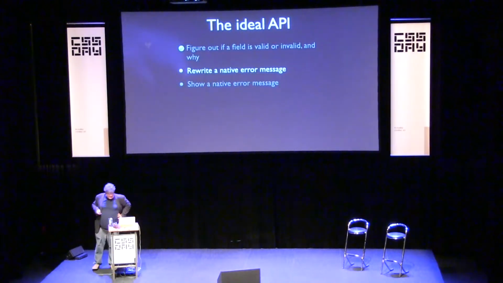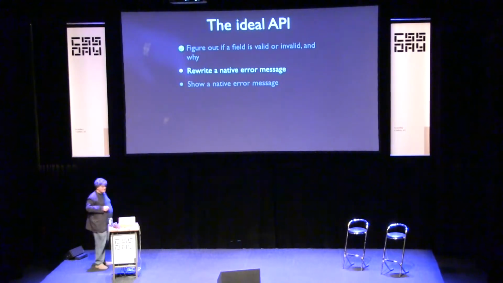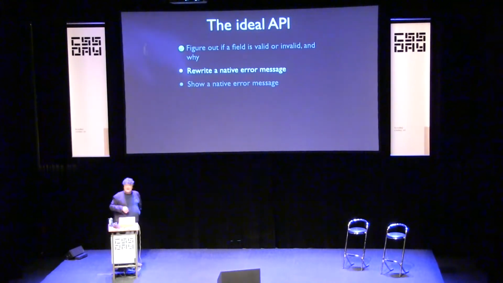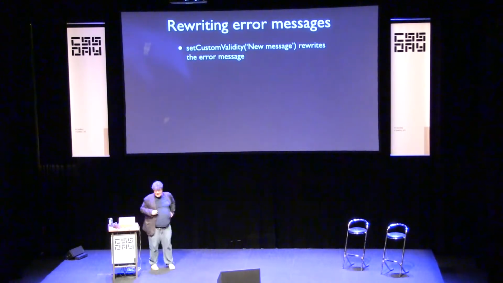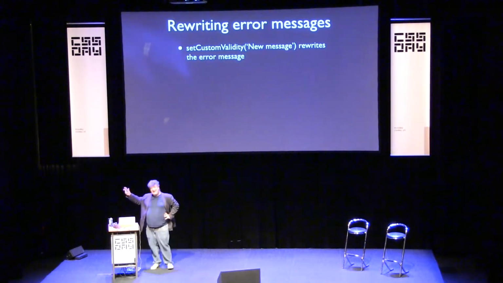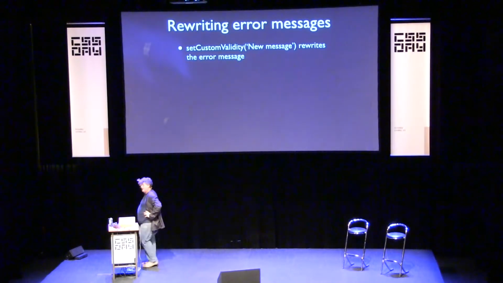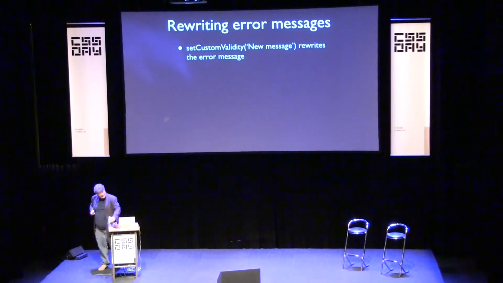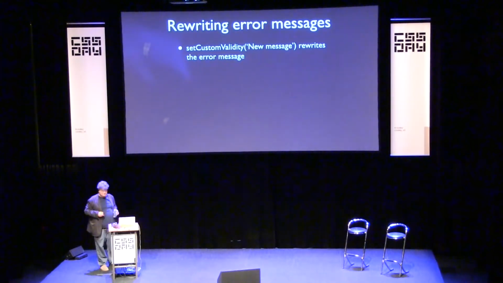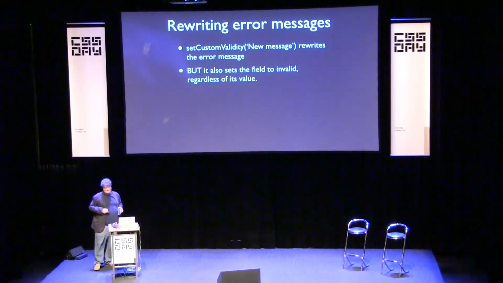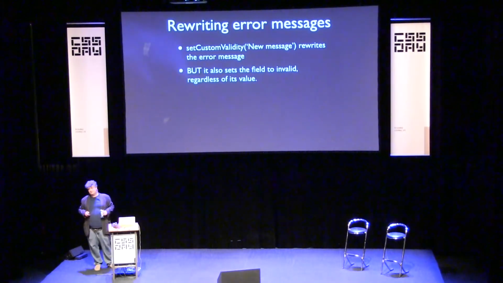Okay, let's talk about rewriting native error messages. Is that possible? Yes, actually it is. Because we have the setCustomValidity method that you can call on any field. You pass it a string, and that string becomes the new error message. Sounds cool, right? Sounds like we could really totally use that in our website. Problem is, it does something else as well. It also sets the field to invalid regardless of its value.